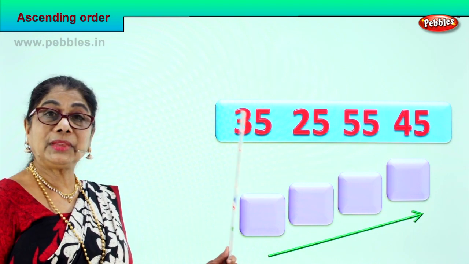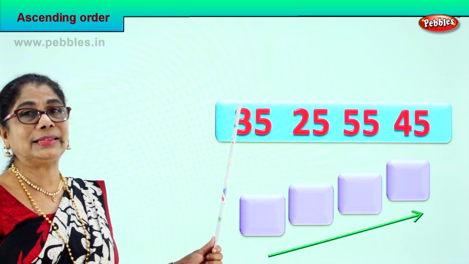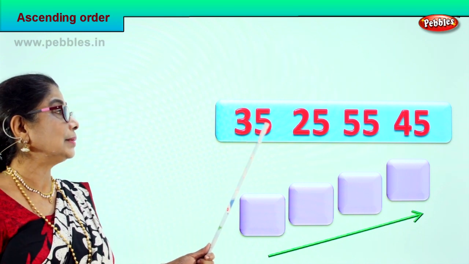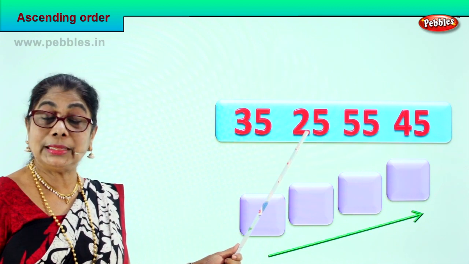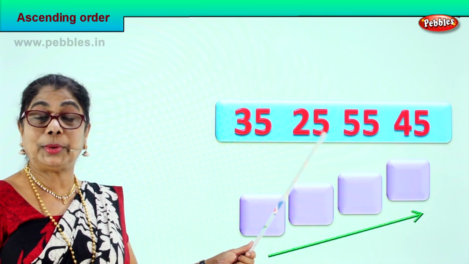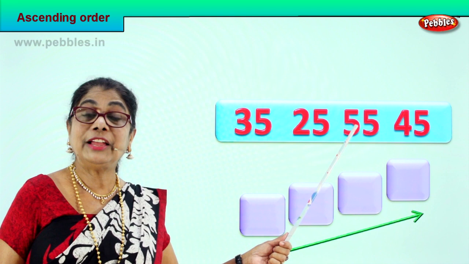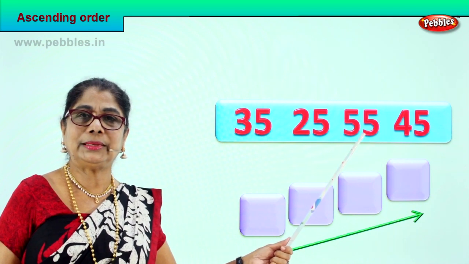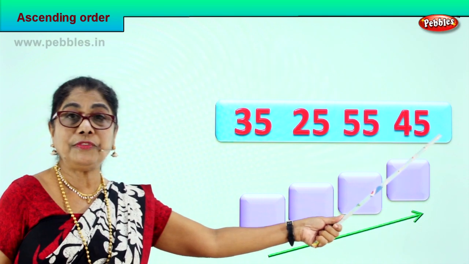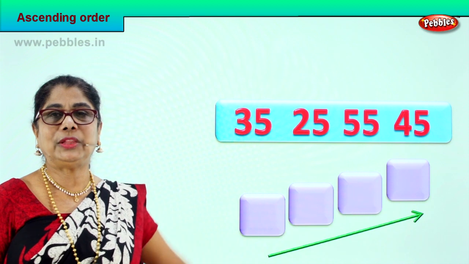You have here 35, and you have 3 in the tens place. 3 tens, 5 ones. Next let's look at 25. 2 in the tens place, 5 in the ones place. 2 and 5, 25. And here you have 55, 5 in the tens place and 5 in the ones place. And the last one, 45, you have 4 in the tens place, 5 in the ones place.